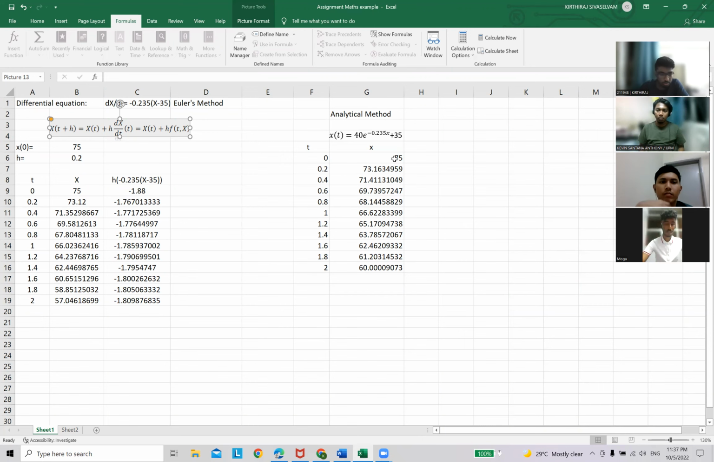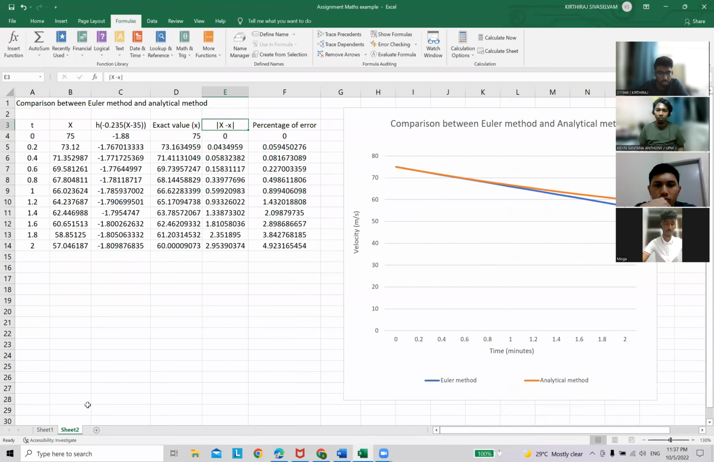Okay. Next is about the comparison part, and it will be presented by Morgan. I hope you guys understand the calculation part. That's all. Noga.